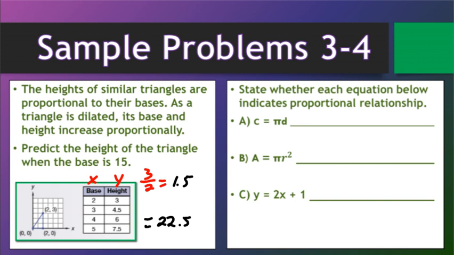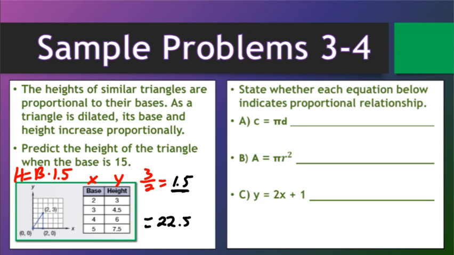the height, you would just take your base, multiply it by the constant, which is 1.5. Or in our case, to find the constant, we just took our height divided by our base. So 3 divided by 2. I could have done 4.5 divided by 3, or 6 divided by 4, or 7.5 divided by 5. You would still get the same constant of 1.5.